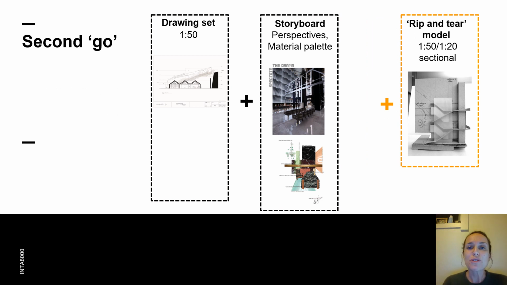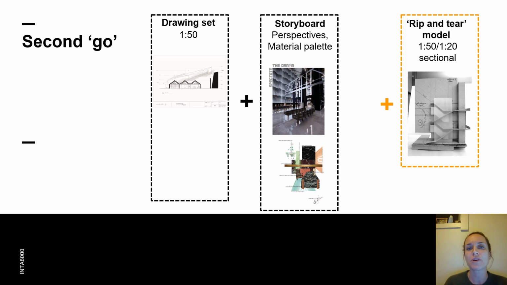Remember that 2/3 of this assessment are a second go at what you've already established in Assessment 1 and 2. So the drawing set will be a development of the set that you have already been working on at 1 to 100, but shifting into 1 to 50. The storyboard will be a development of the black and white line drawings and mood imagery that you developed in Assessment 1 at a greater level of material detail, with also the incorporation of furniture, fixtures, and equipment.